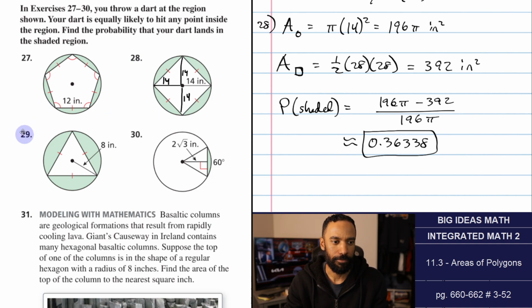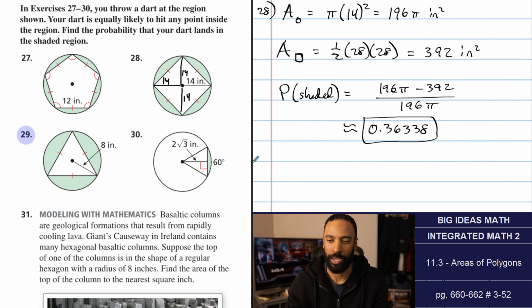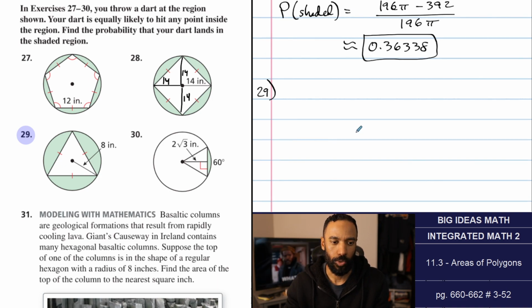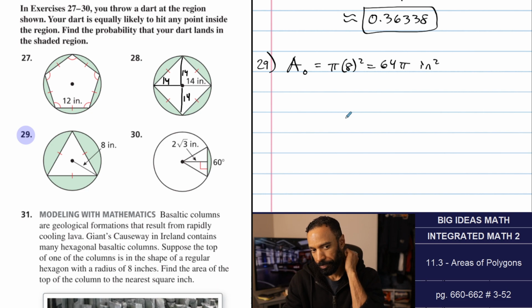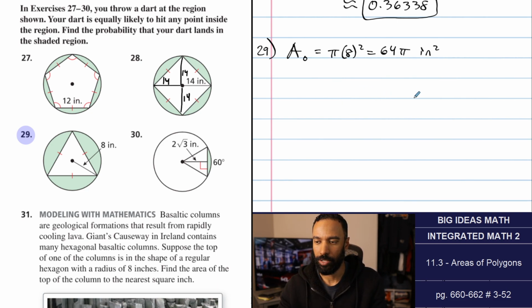Now, once again, if there's an easier way to go about finding the area of the equilateral triangle, let's do it. Otherwise, we can use any means necessary. So equilateral triangle with a radius of 8, that's also the radius for your circle. The area of our circle is going to be pi times 8 squared, or 64 pi square inches. All of these are square inches, or inches. With regard to the triangle, just draw the whole thing.